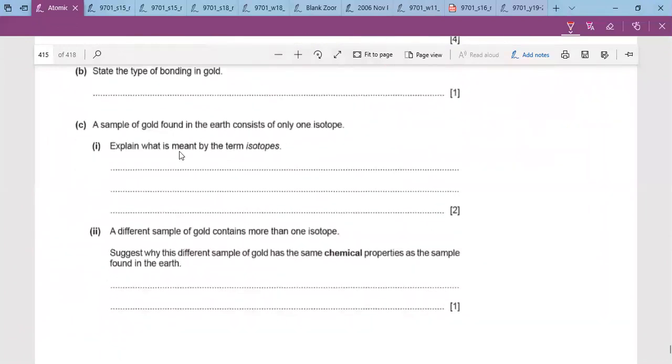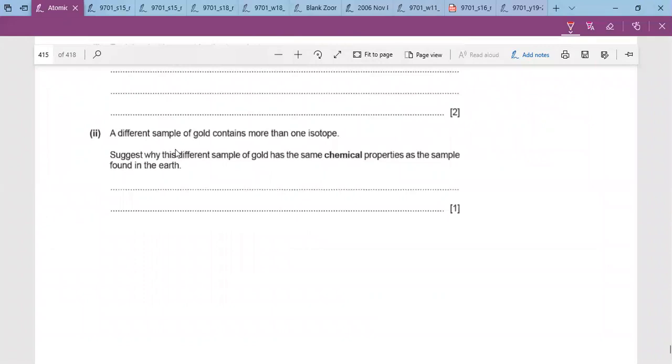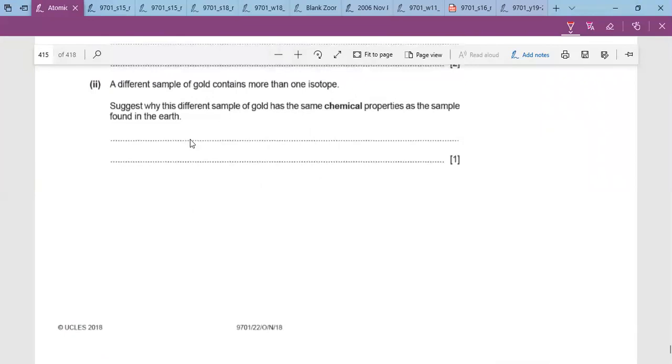Now we won't go to isotope first, we'll come back to something here. Now here, a different sample of gold contains more than 1 isotope. Of course, isotope means same element, different atomic mass, or different number of neutrons. Now, explain why this different sample of gold has the same chemical properties as a sample of pure gold. Even though they're isotopes, they have a different number of neutrons, but they have the same chemical properties. Why? Because chemical properties means how they react with each other. Chemical reaction is not determined by the protons or the neutrons. It's determined by what? The number of electrons there, right?